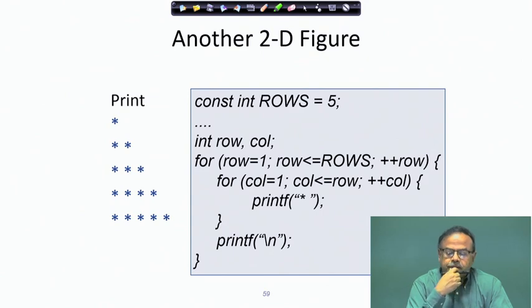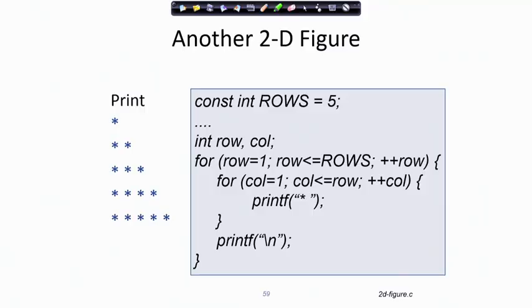Another 2D figure, this is a little more interesting. First row we print 1 star, second row we print 2 stars, third row we print 3 stars, fourth row we print 4 stars, and then 5 stars. So, how many stars I will print, that is also variable. So, if we think about that, how many times I will print in a row, that is also a variable.